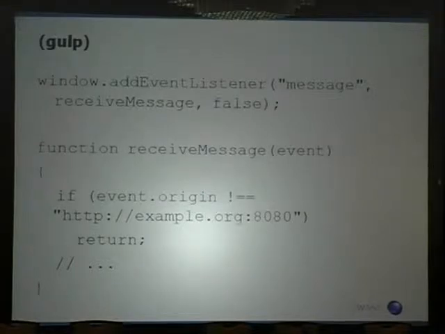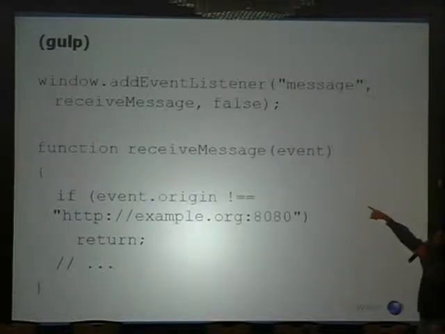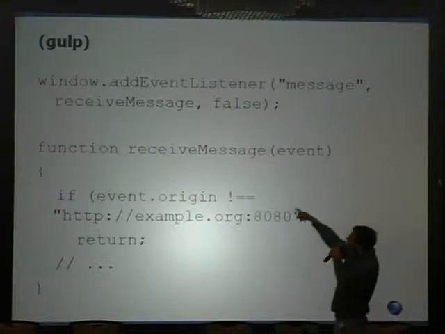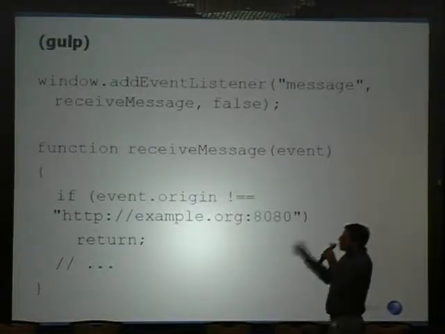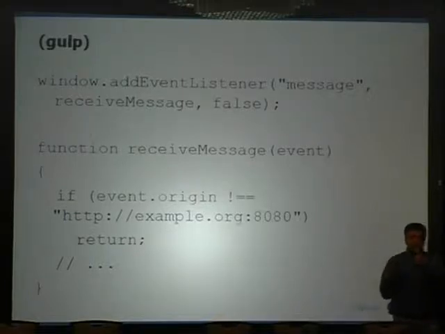This is an example of using postMessage in a browser. You add a listener for listening to messages. So you check the event.origin. And this is what you're supposed to do: you check to see if the origin is the origin you intended to receive it from. And if it's not, you're supposed to return.